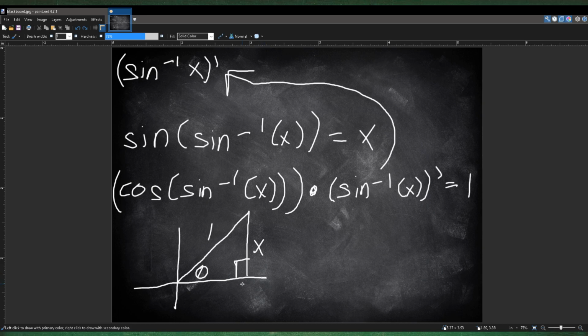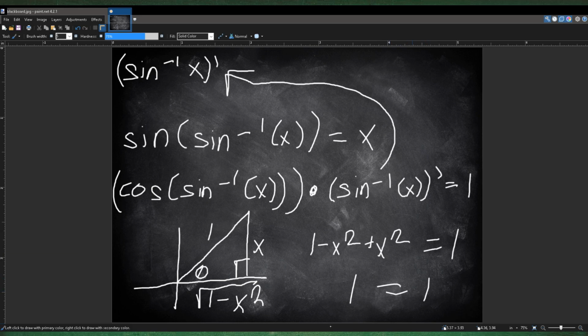So basically, it's just this side length, which is equal to the square root of 1 minus x squared, right? Because the square of this side is just 1 minus x squared, and the square of x is just x squared. Then add them together and you get 1. And 1 squared is just 1, right? So that's equal to 1, so this is true. This follows the Pythagorean theorem. So we have this as our formula.